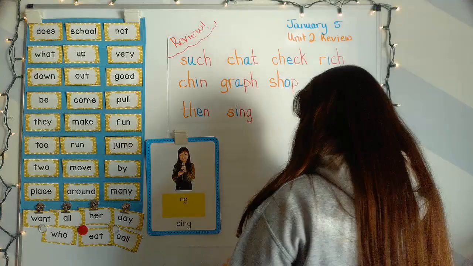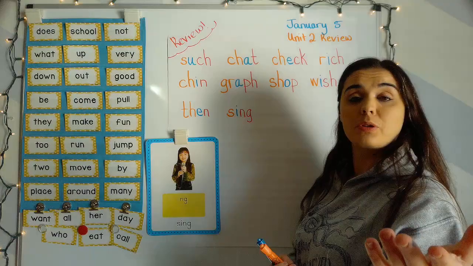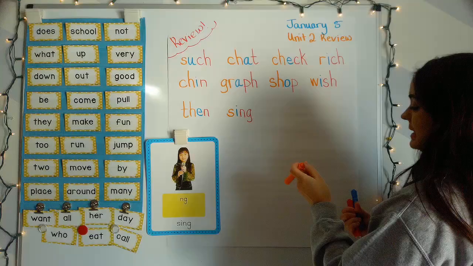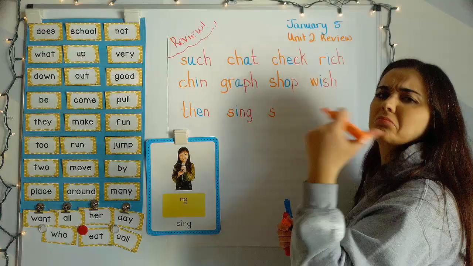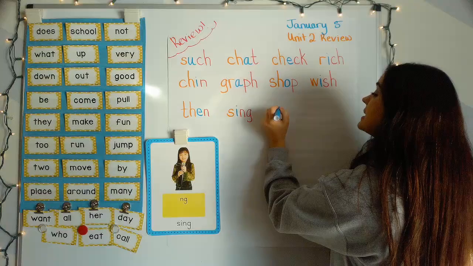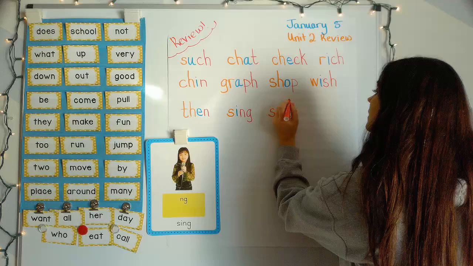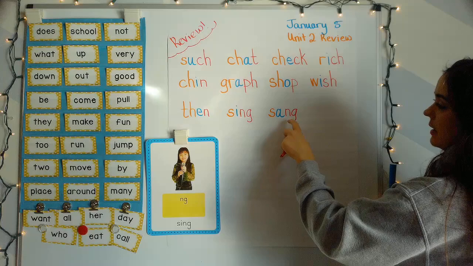Okay, next word. Sang, your turn. S, A, ng. Sang. So sang is like sing yesterday. It's in the past. S says s. A says a. NG, sang.